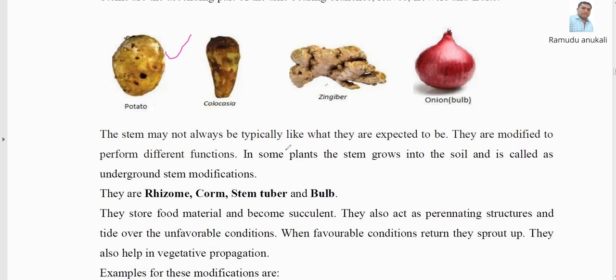Stems are always present above the soil. But here, some of the stems are present under the ground. Maximum 90% of plant stems are above the soil.